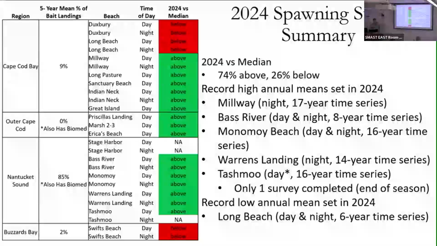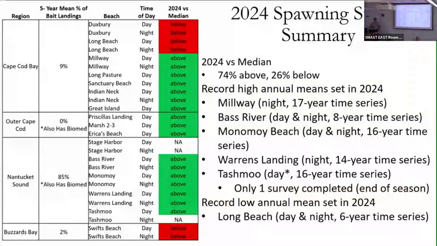That's a 17-year time series. Bass River, day and night, has an 8-year time series. Monomoy Beach, day and night surveys, that is a 16-year time series. Warren's Landing at night had a 14-year time series. It broke a new record. Then Tash Cove is only based on one data point, so that's a little cheap, but it's a 16-year time series for that one. There was one record low at Long Beach for day and night surveys, a 6-year time series.